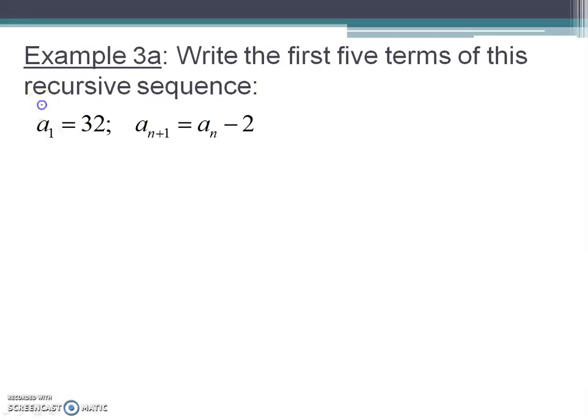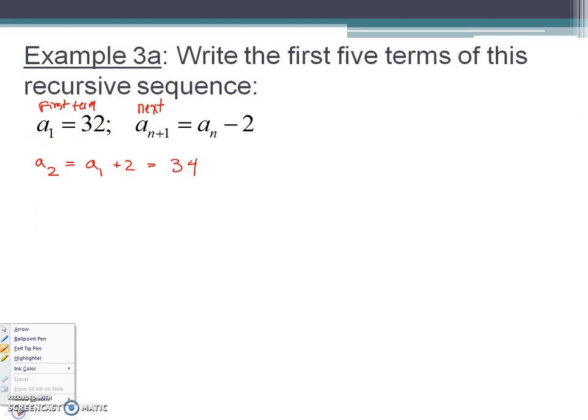Here we're defining the first term of the sequence. And we're defining the next term based on the first term. So here we got that n plus 1 business. So what this is saying is that the second term is the first term plus 2. So 32 plus 2 is quite simply 34, except for the fact that it's not plus 2. So ignore me for just a second while I fix this. A sub 1 minus 2 is obviously 30. And then a sub 3 will be a sub 2 minus 2, so that's 28.